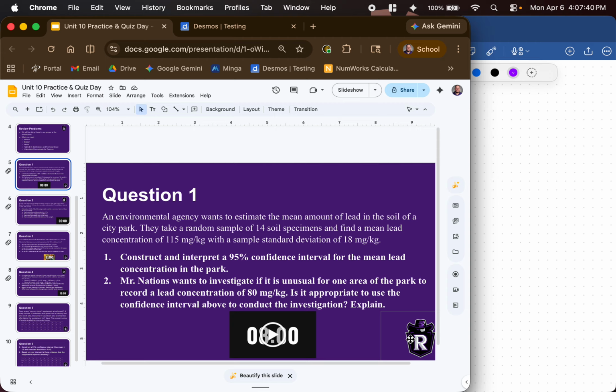Some of them are pretty straightforward. Some of them require a little bit of work. So I got the whiteboard behind this screen here. We'll mess with that here in a little bit.